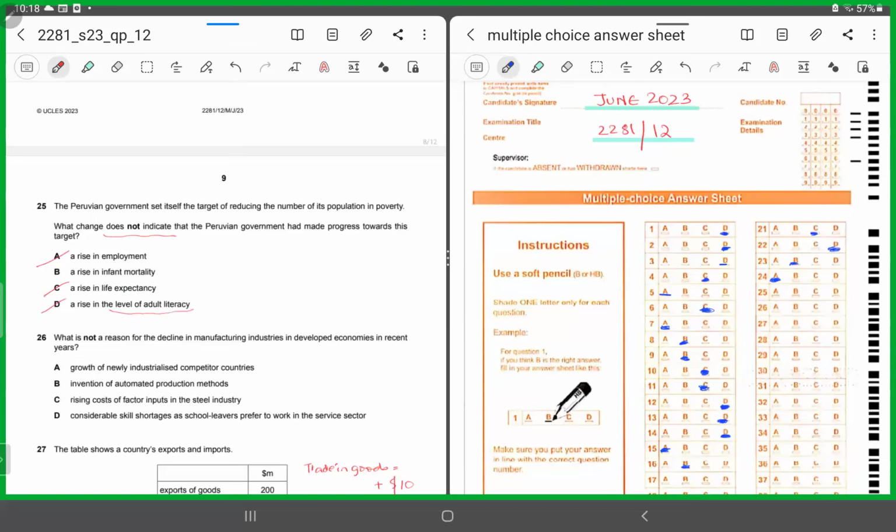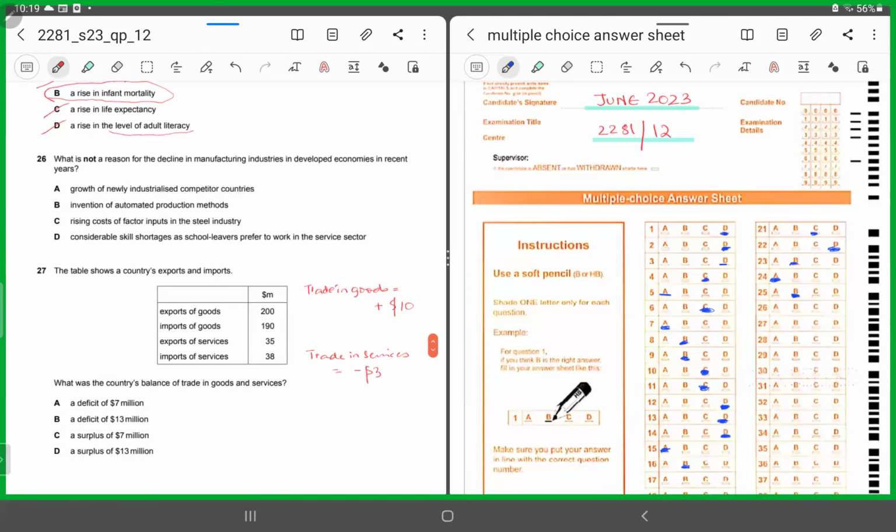So we are left with only option B, which says a rise in the infant mortality rate. You know what was infant mortality rate? The number of deaths per 1,000 live births in a year. So if there has been a rise in the number of deaths per 1,000 live births in a year, this means that the government has not made progress towards reducing the number of its population in poverty. So apart from A, C, and D, B is indicating that the government has not progressed. So 25 has to be B. Number 25, B. All right. I hope you've understood it.